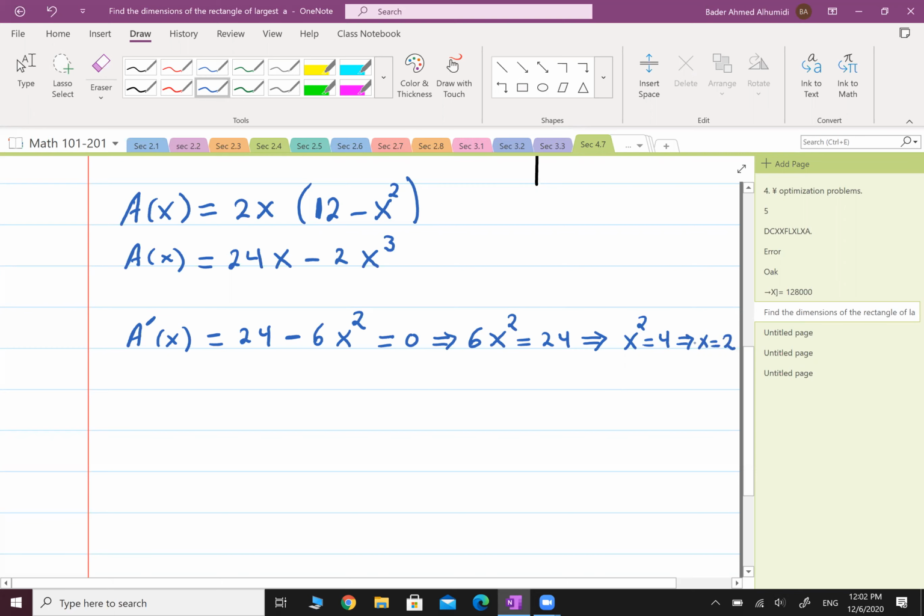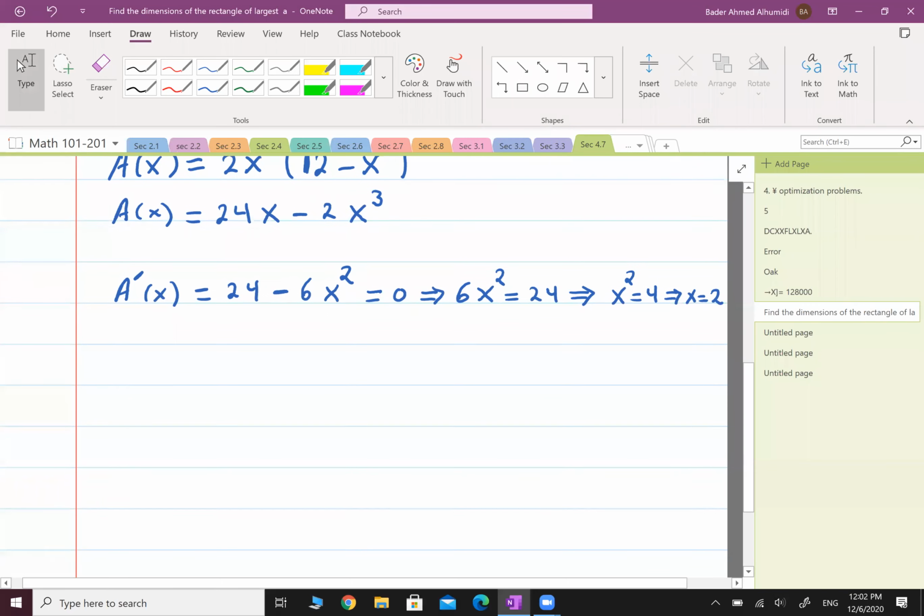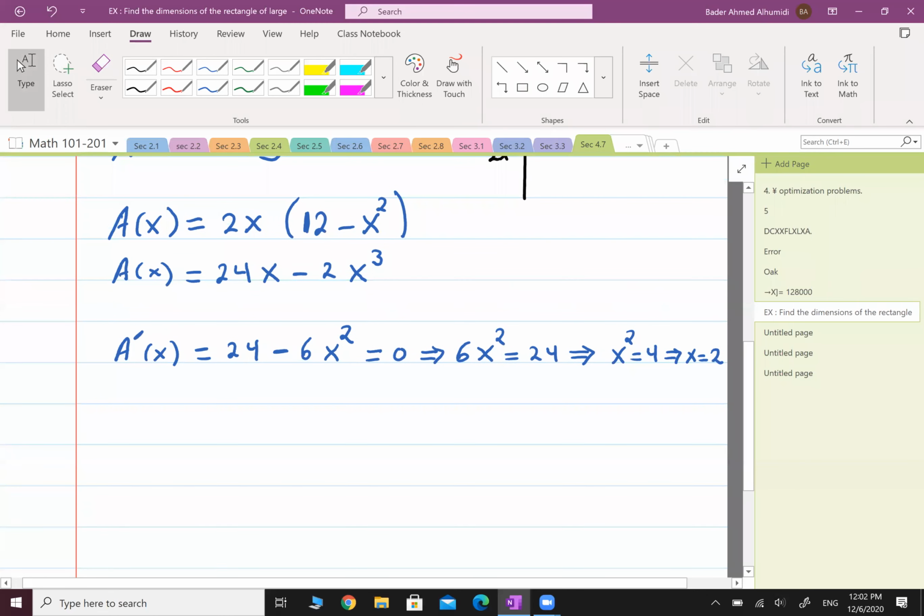Correct. Why not plus or minus 2? Why x equal to 2 only? Because it is the length of a rectangle, so it should be non-negative.